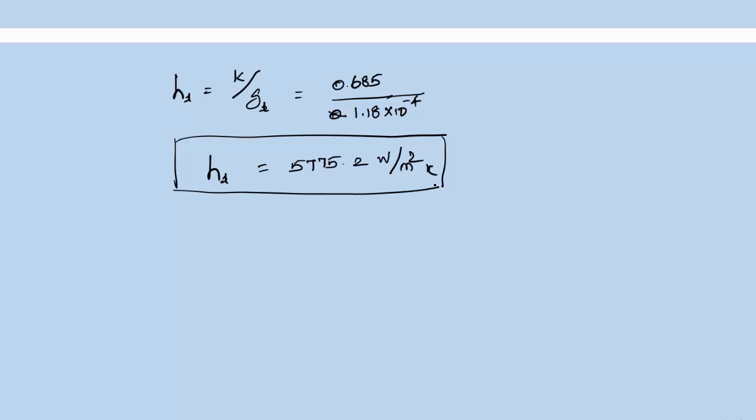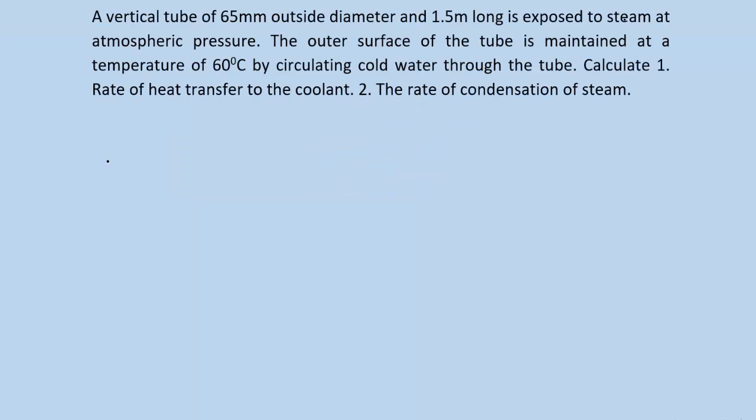Okay, now go to the second problem. Okay, this is the second problem. In the second problem, it is given that a vertical tube of 65 mm outside diameter. So write the given data.